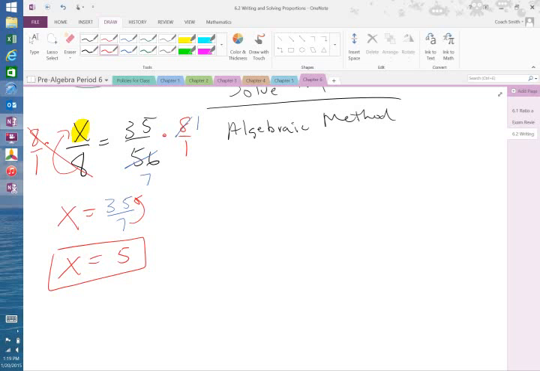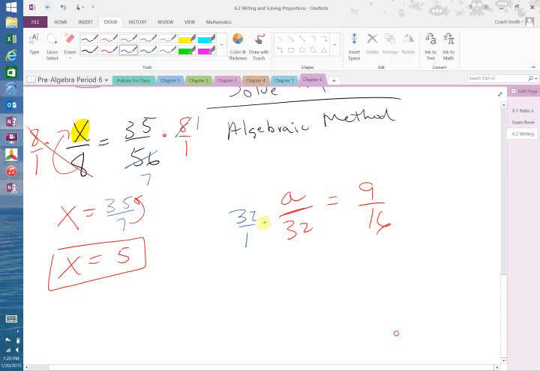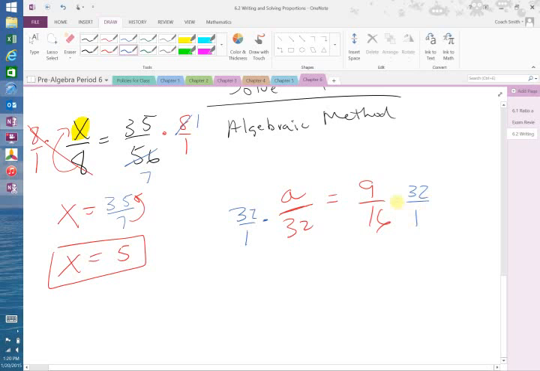Let's look at this one here. A over 32 equals 9 over 16. It tells us to solve it using the algebraic method. So that means we have to solve the equation. We have to isolate, in this case, A. We have to get A on one side of the equation or the other. To do that, then we must multiply both sides by 32 over 1.